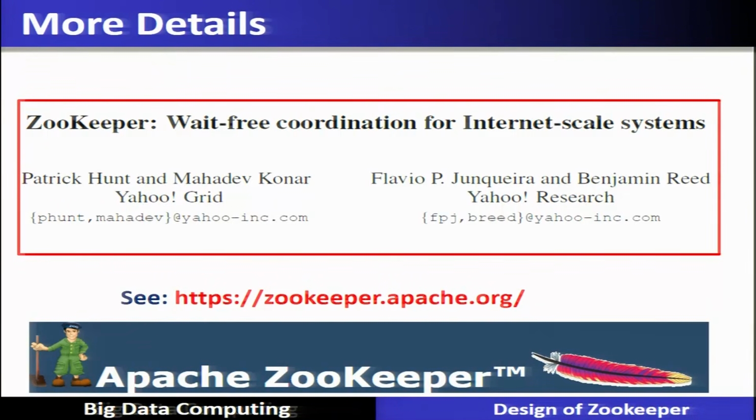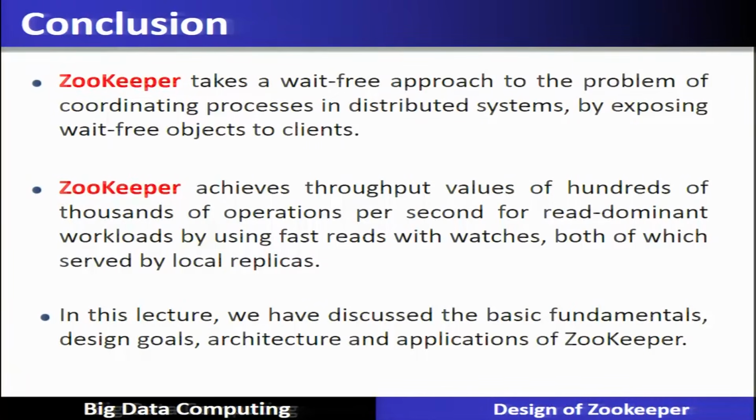More detail of Zookeeper we can see through this particular paper, Zookeeper: wait-free coordination for internet scale systems, by Yahoo people. So, conclusion: Zookeeper takes a wait-free approach to the problem of coordinating processes in distributed systems by exposing wait-free objects to the client. Zookeeper achieves throughput values of hundreds of thousands of operations per second for read dominant workloads by using fast reads with watches, both of which are served by the local replicas.